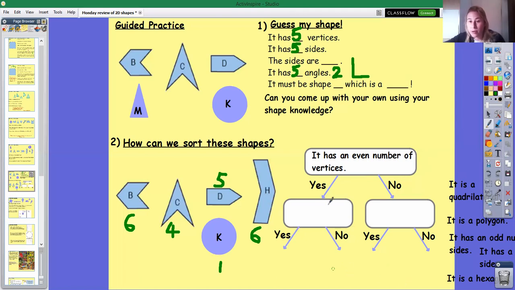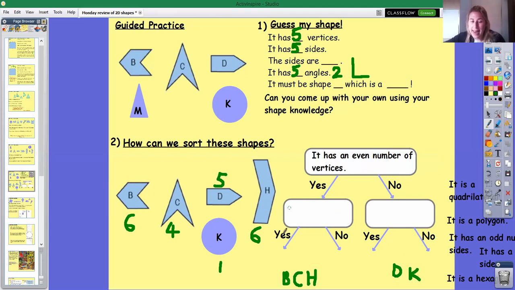I might want to make some notes on the bottom. So it has an even number of vertices. Yes, that would be shape B, shape C, shape H. And the ones that have an odd number, the ones that I would answer no to that statement about, that would be D and K. But now I've only separated them into 2 groups, I want to see if I can further separate them.